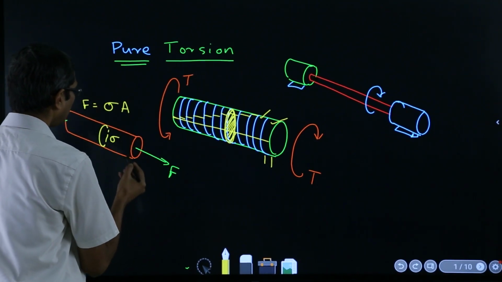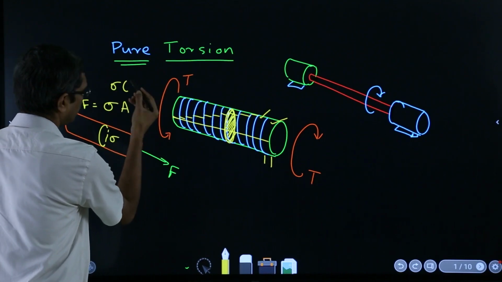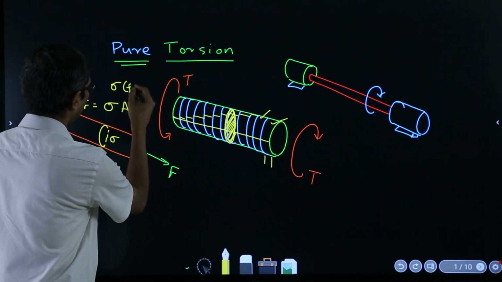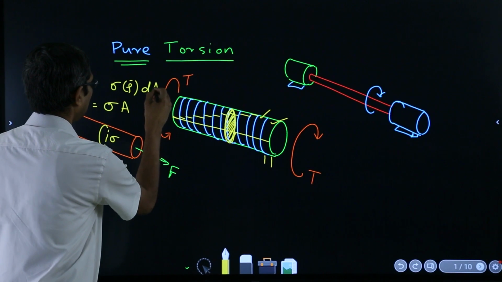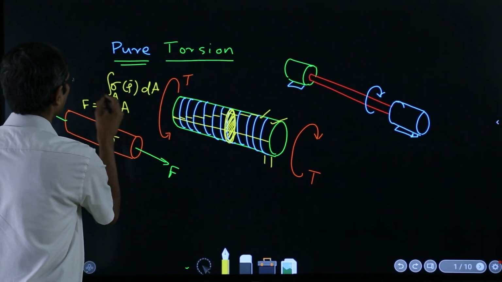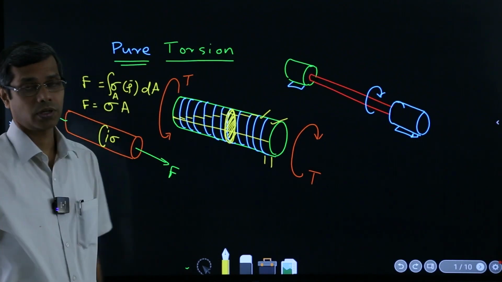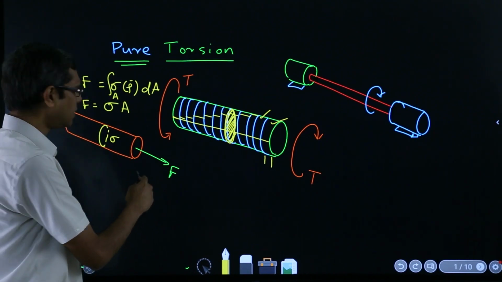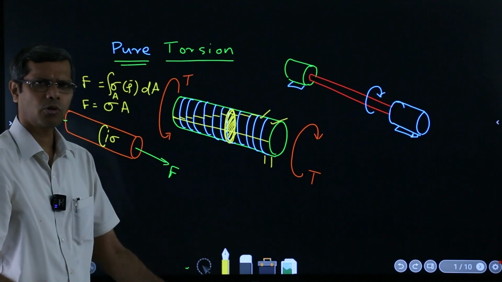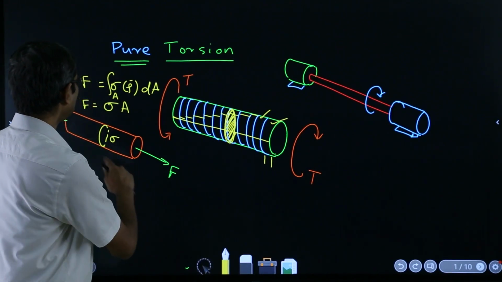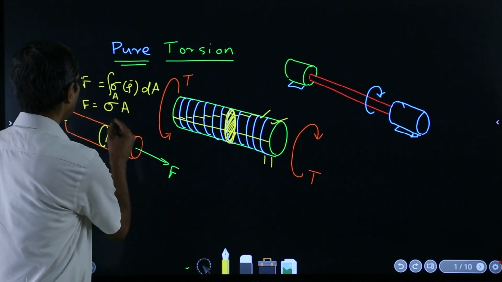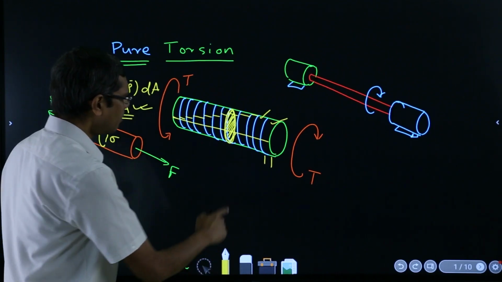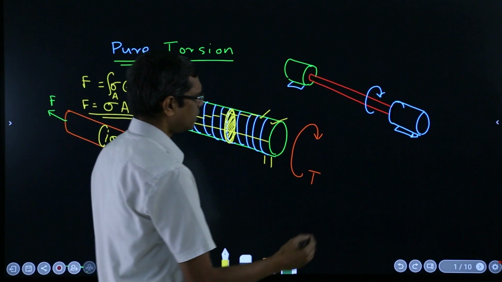Even if you don't consider sigma to be uniform, sigma is a function of the position, defined by the r vector, and if you integrate sigma times dA over the full area, you will get F. But for the axial loading case which we considered, where the lateral dimensions were much smaller than the longitudinal axial dimension, sigma was fairly uniform, and that is what you always used. But once we come here, the situation is like this.